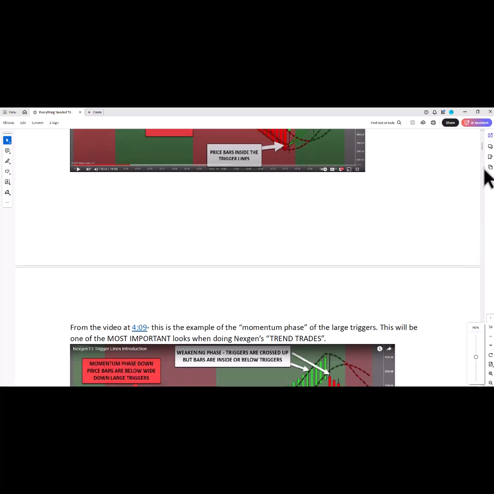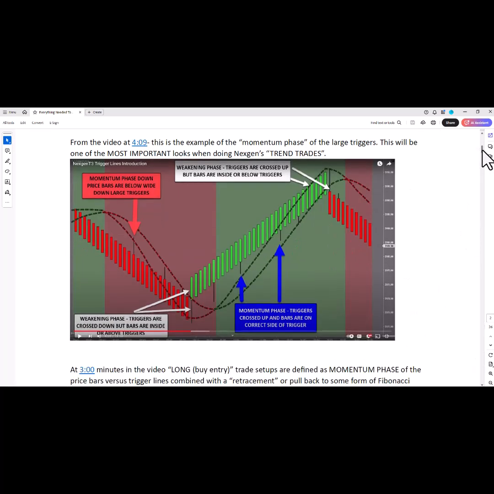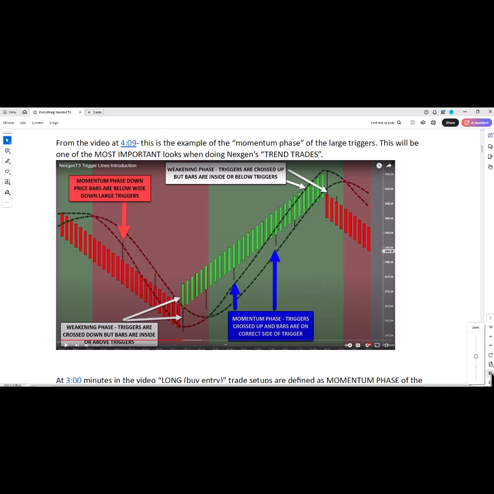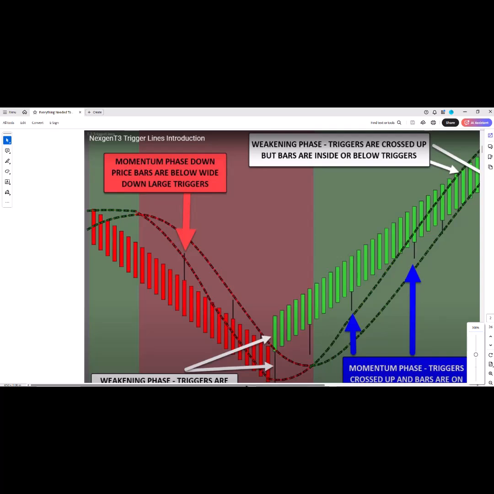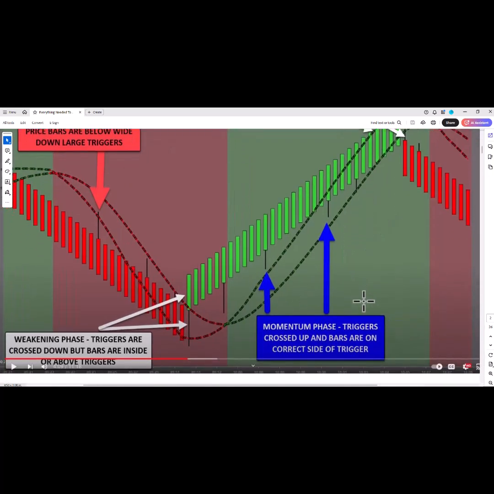Again, as we go through the trades, and I won't beat this up too bad, but hopefully everybody sees the vision. This is every trade you're ever going to do, period, or should do anyway. Let me rephrase that. You're not going to do all of them, but again, when you look at the large triggers, you want to make sure that the bars are completely above or below them.